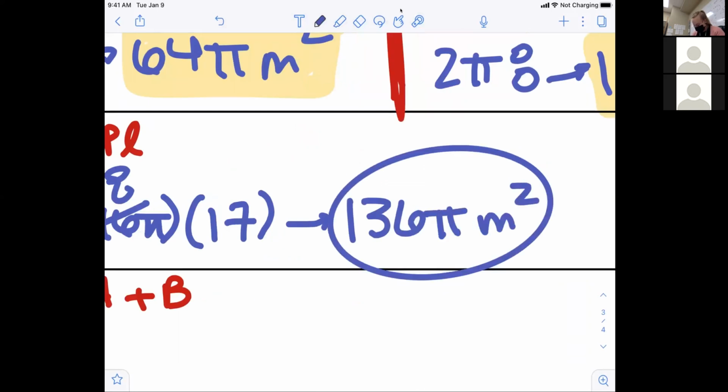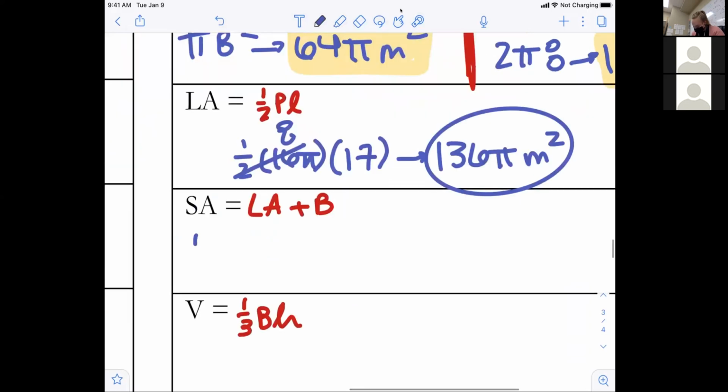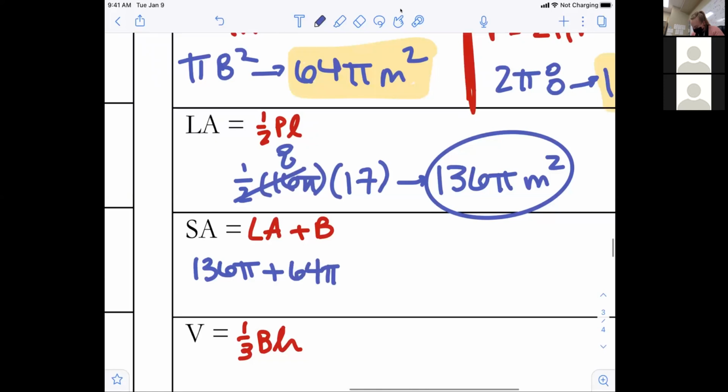Okay, that's not what I wanted, but that's fine. LA was 136 pi, and then base was 64 pi. That becomes 200 pi meters squared. Does that look good to you? Good.